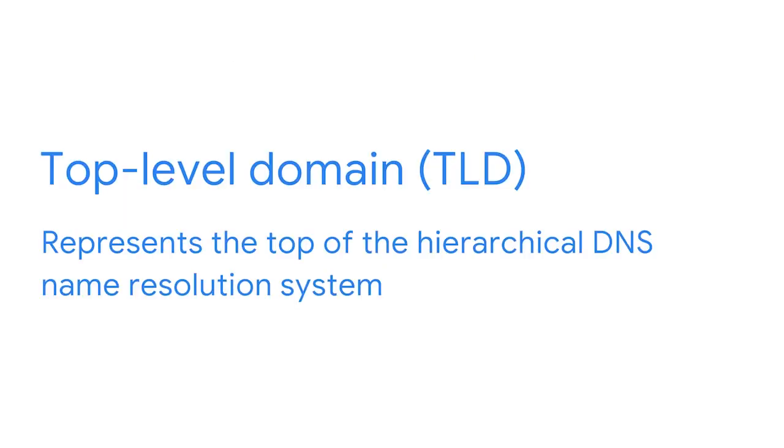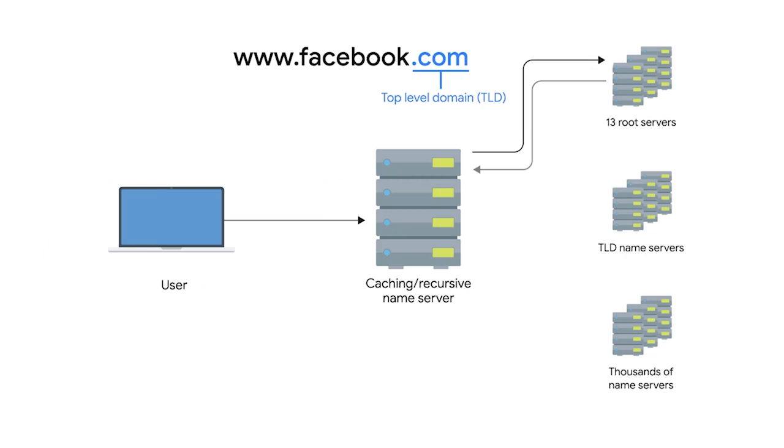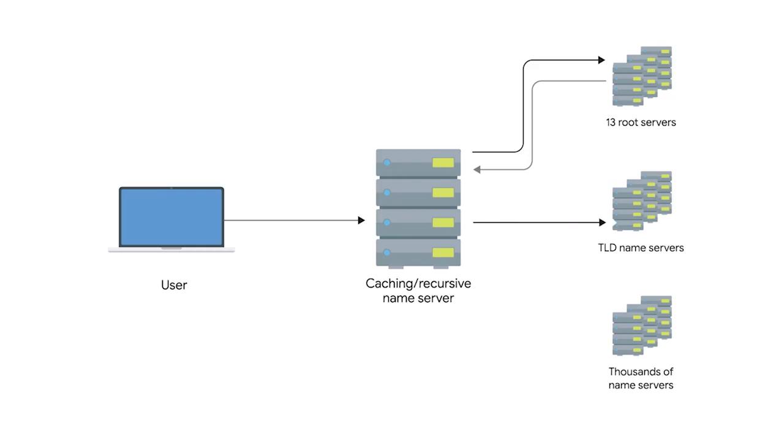TLD stands for top level domain and represents the top of the hierarchical DNS name resolution system. A TLD is the last part of any domain name. Using www.facebook.com as an example again, the .com portion should be thought of as the TLD. For each TLD in existence, there's a TLD name server. But just like with root servers, this doesn't mean there's only physically one server in question. It's most likely a global distribution of Anycast accessible servers responsible for each TLD.